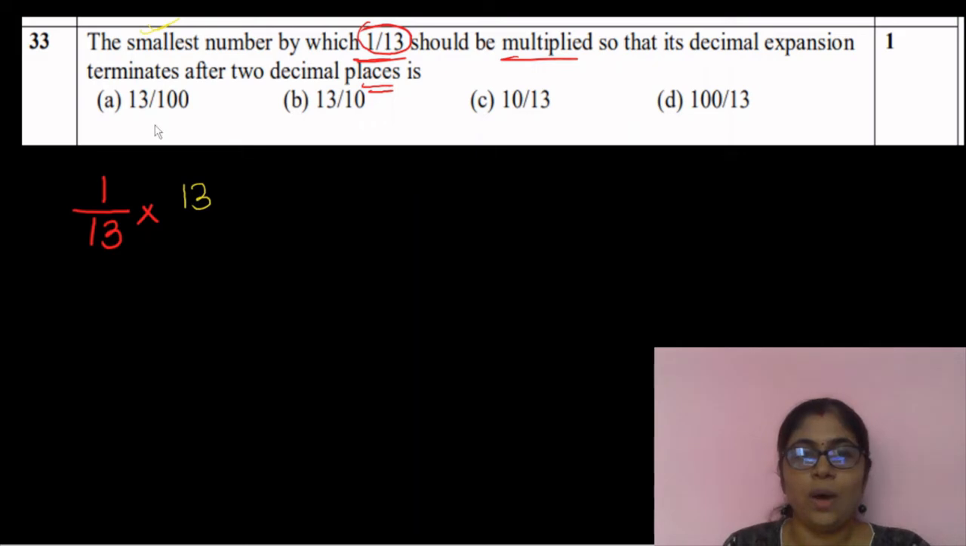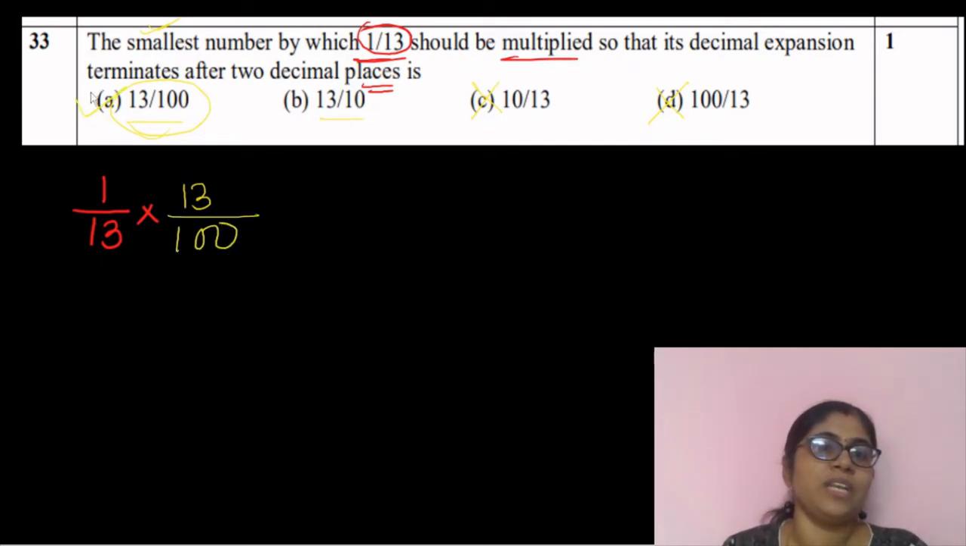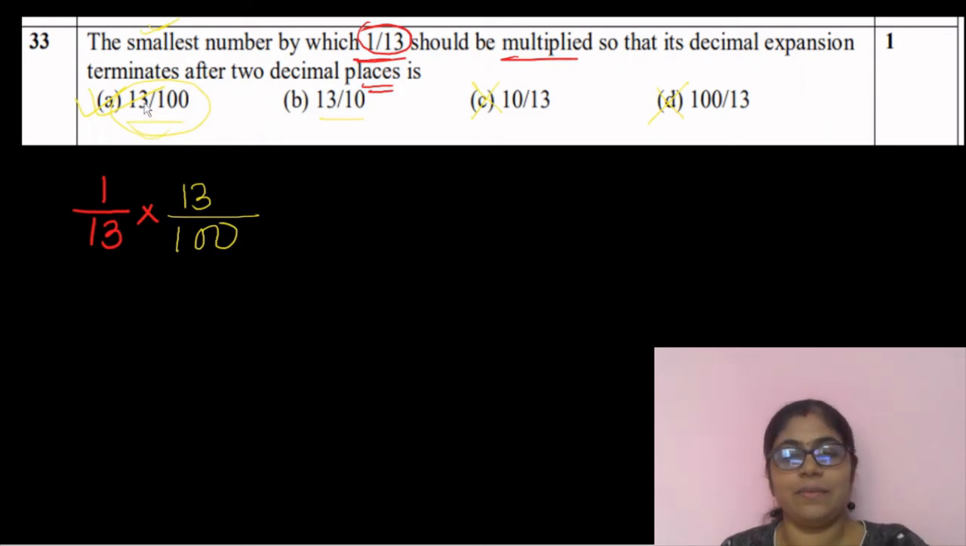So now 2 options are left, A and B. C and D are wrong. So 2 decimal places we want, so we have to take 13 by 100. If the decimal place is 1, then 13 by 10 will be the answer. So this is 13 by 100. So option A is the right answer.